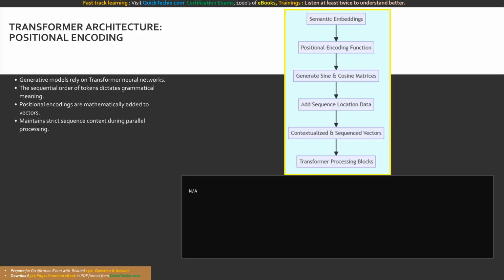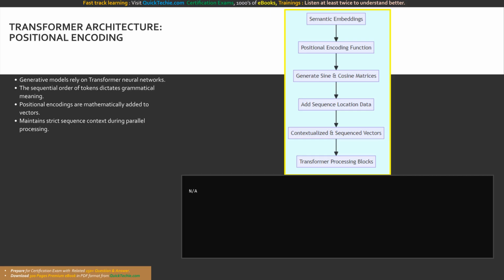The complex embedding vectors we just discussed are primarily processed by a specific, highly advanced type of neural network architecture called a transformer. Transformers completely revolutionized natural language processing and serve as the foundational engine behind virtually all modern generative AI models. However, before the transformer model can accurately process the embedding vectors, we must programmatically solve a critical linguistic problem: word order. In human language, the sequential order of words completely dictates grammatical meaning.